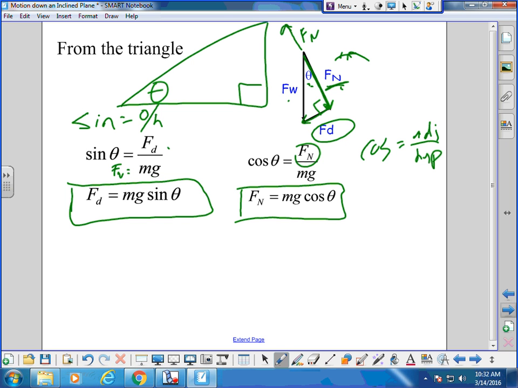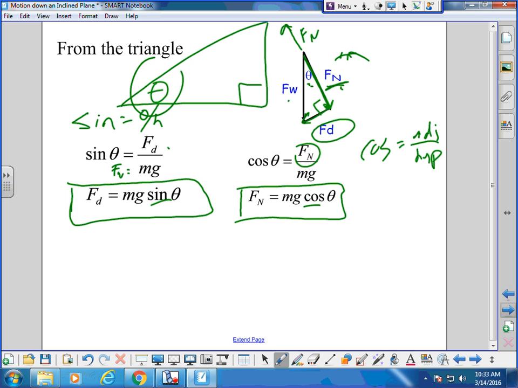Kids always ask me, is the FD always the sine? And is the Fn always the cos? What do you think? Yes. The only way for that not to happen is if we're talking about this angle right here. And that angle, Nate is right.